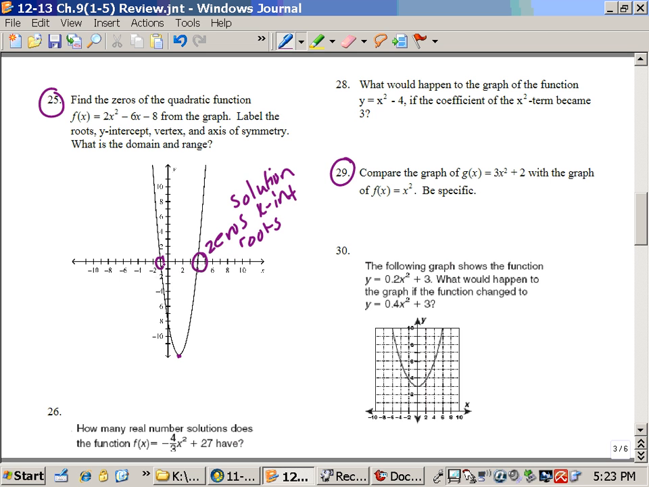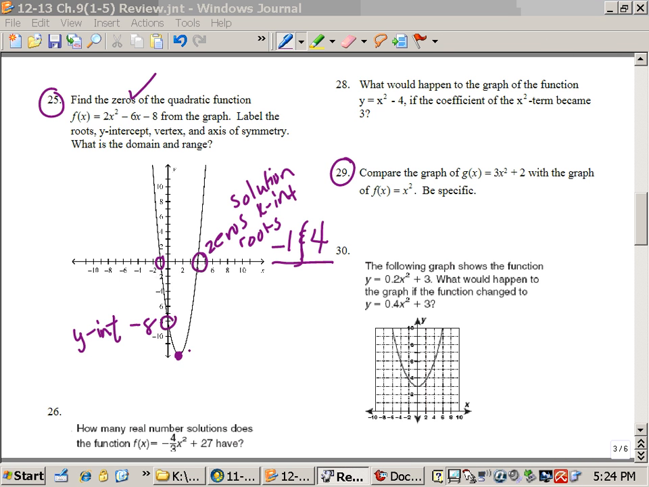My zeros and my roots, this hits at -1, and the x value is 1, 2, 3, 4. So my first thing I had to do was find the zeros, and they are -1 and 4. Now, you would not put parentheses around them. You are just listing them out, -1 and 4. The y-intercept is right here, which is -8. It says to label the y-intercept. The vertex is right down here. And I will just tell you that this goes down to -12.